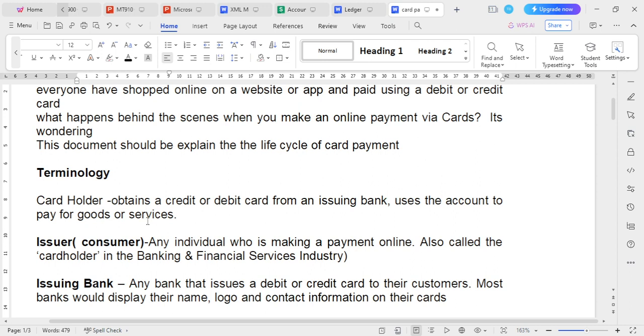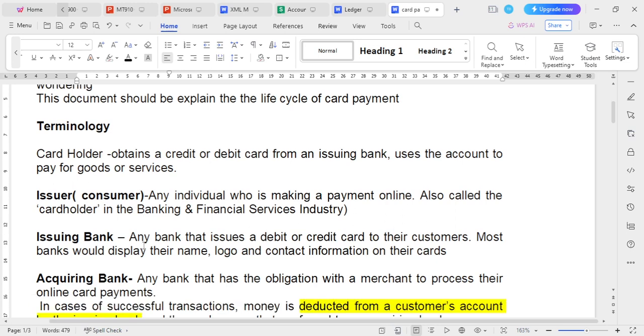Banking and financial services provide the card for the card holder. Issuing bank: who is the owner of the particular card? Person A collects the card from B bank. That B bank is the issuing bank, because that card is issued by the issuing bank. You can see the issuing bank details on the card itself, because if you see that card, you can see the issuing bank logo, name, and the contact information.